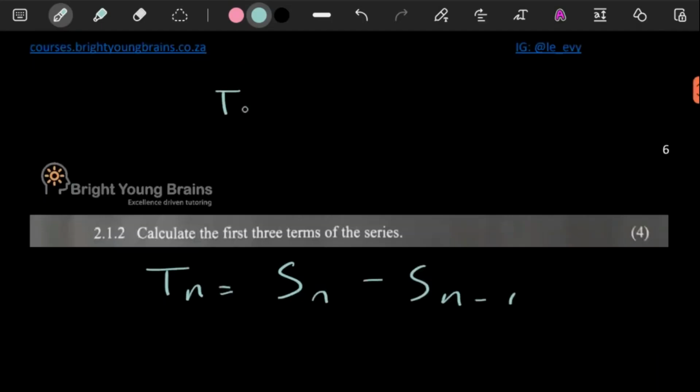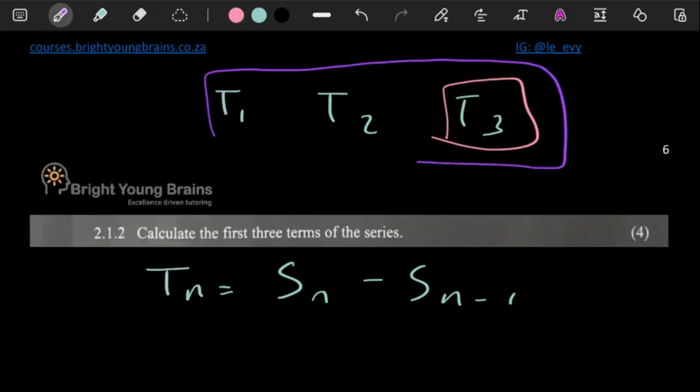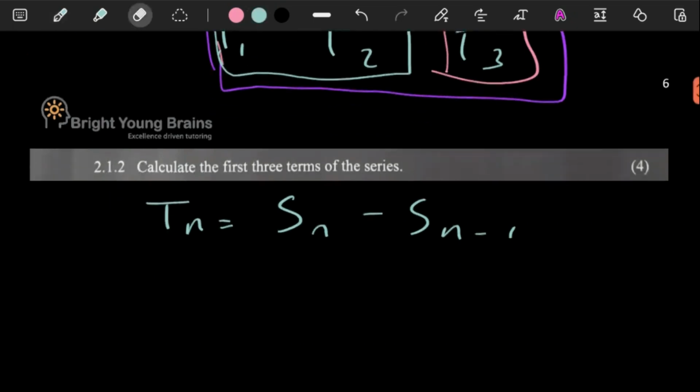If you want to know what term number 1 is, or what term number 3 is, and you only have the Sn formula, you can say term number 3 is equal to the sum of everything here minus the sum of the first 2. That's how you get T3, because if you take everything and remove the first 2, whatever is left is whatever T3 is. So that's the idea behind what we're doing here.